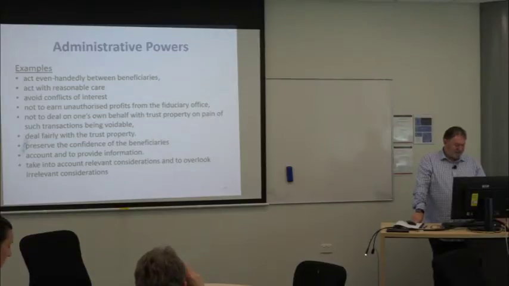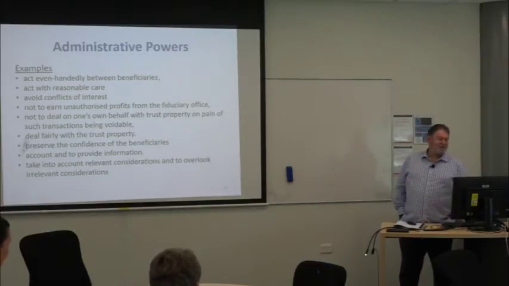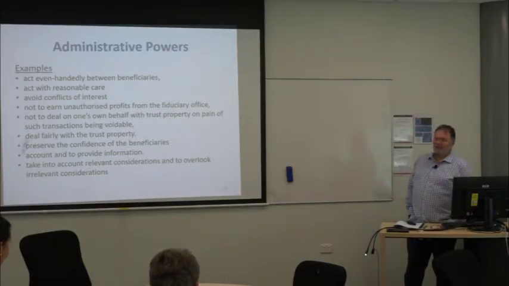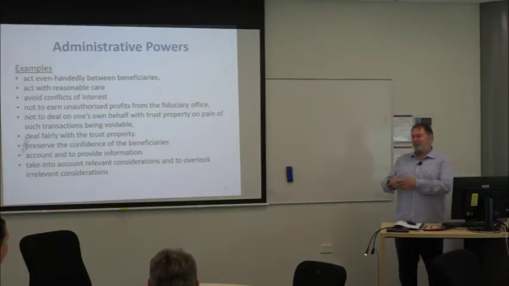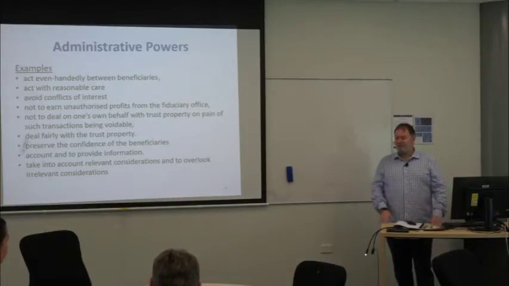And then take into account relevant considerations and overlook irrelevant considerations. A lot of this seems very touchy-feely and obvious, doesn't it? But they're the sort of things that will come back to haunt us in due course. What's a relevant consideration, or what's an irrelevant consideration? You can't write rules for that. It's a question of at the time, isn't it? And then that comes back to, well, you're entrusting the person to be the trustee to exercise their discretion. If you can't trust them to do that, why put them there in the first place?